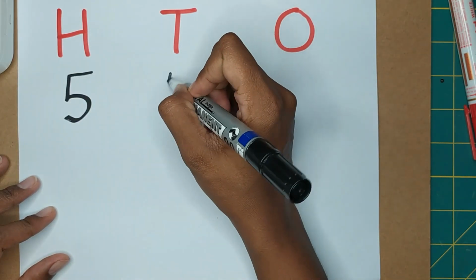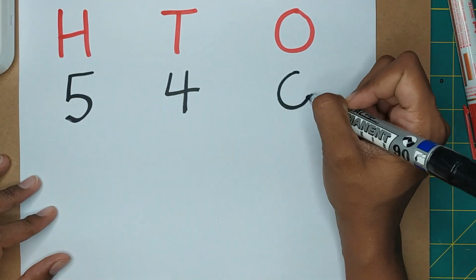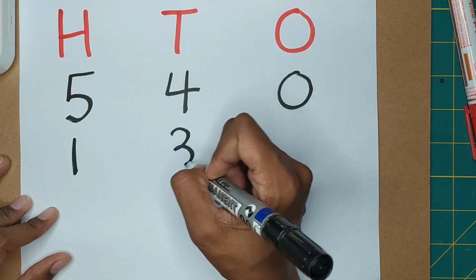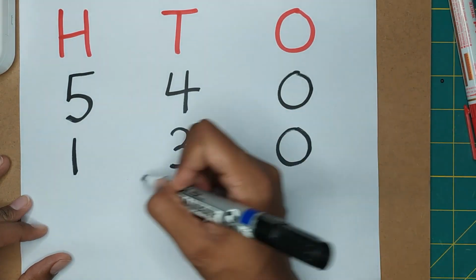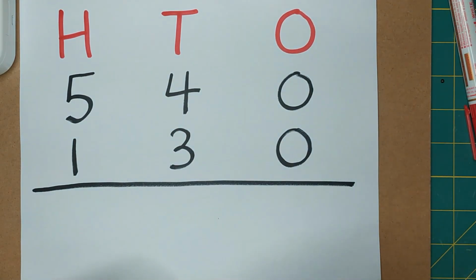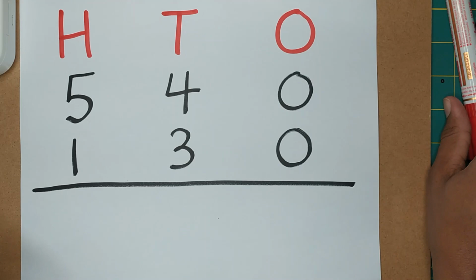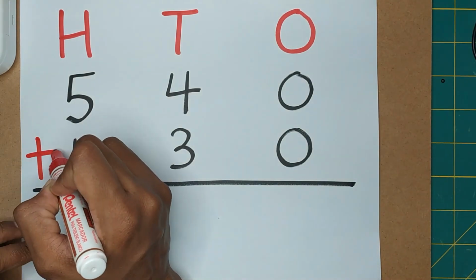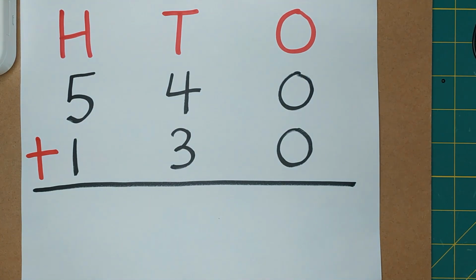Number 1. We have 540 plus 130. Again, always include your operation sign so that you know exactly what you have to do, what they are asking you to do for the sum. We have our ones, tens, and hundreds column. So which column would you start with?